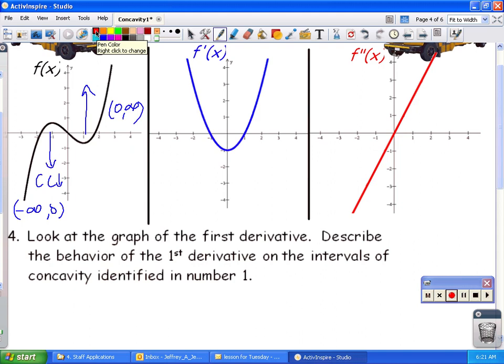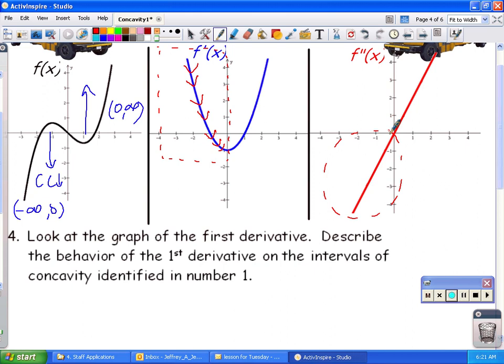So if I look at the first derivative from negative infinity to 0, which is my concave down interval on f of x, notice that the first derivative is decreasing over that entire interval, which makes sense because the derivative of the first derivative, which is the second derivative in that region, is negative. So wherever the first derivative decreases, the second derivative would be negative. So the first derivative can also help us find out information about concavity if we know the behavior of the first derivative.